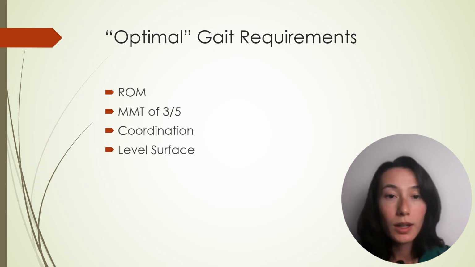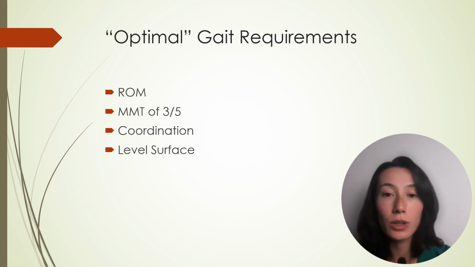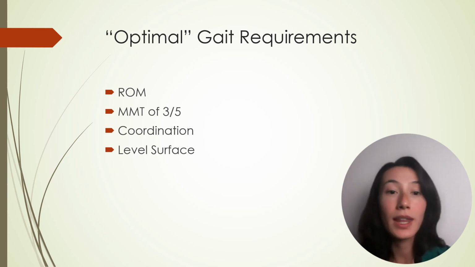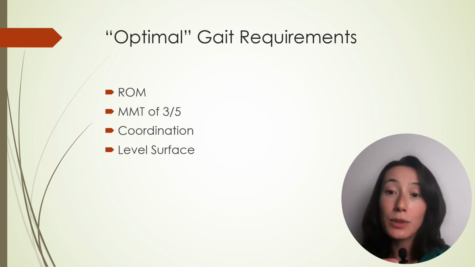Number two is that an individual must have an MMT score of at least 3 out of 5 with all the respective muscles that are required to hold us up as we walk. 3 out of 5 is against gravity without any additional resistance. Now, if someone has a 2+ out of 5 strength, they might be able to walk still, but not optimally.